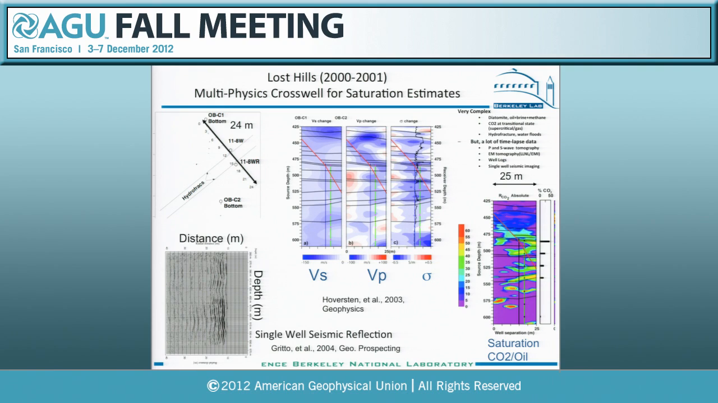On the lower left, we see an interesting study I was involved in where we did single well imaging from one well. The bright reflector you see, we believe, is CO2 gas accumulating in a hydrofrac zone that was pre-existing from a water flood.